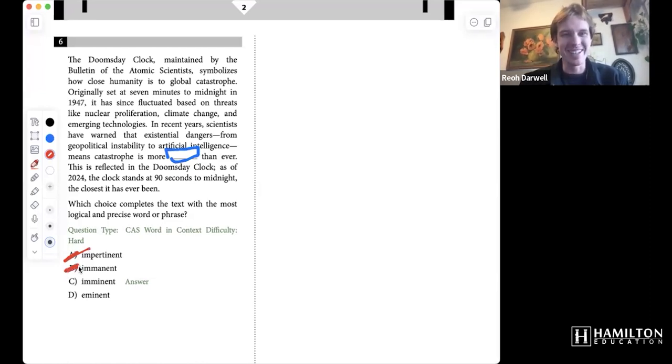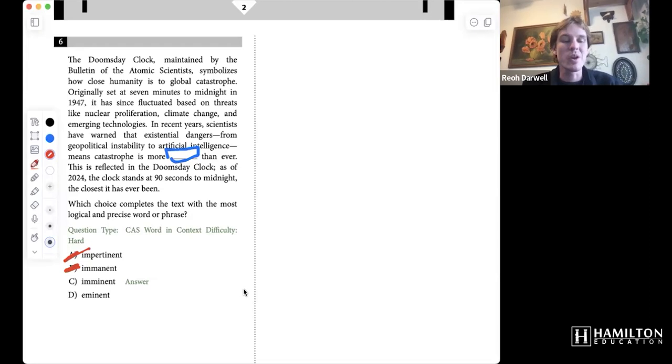Okay, immanent. This is a word that not a lot of people know, right? It's basically like inherent, in terms of really vested in the thing. It's basically existing within or remaining within, right? So immanent powers are basically powers that exist within a certain thing.